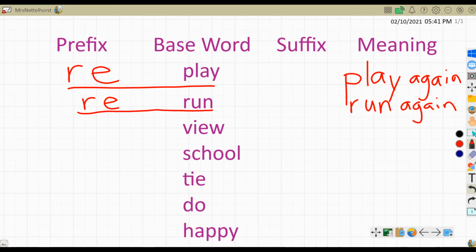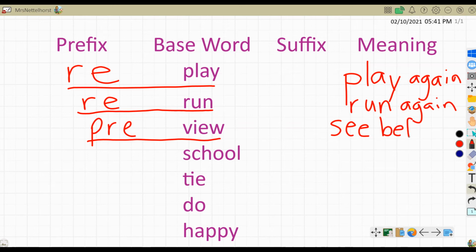Okay, then you have preview. The prefix pre, you add it to the word view, and it means to see before. Like you watch the previews before the movie. So view means see, and pre means before. So you see before. Okay, same thing with preschool. It is school that happens before actual school. Before you go to kindergarten, you go to preschool. So it is school before.